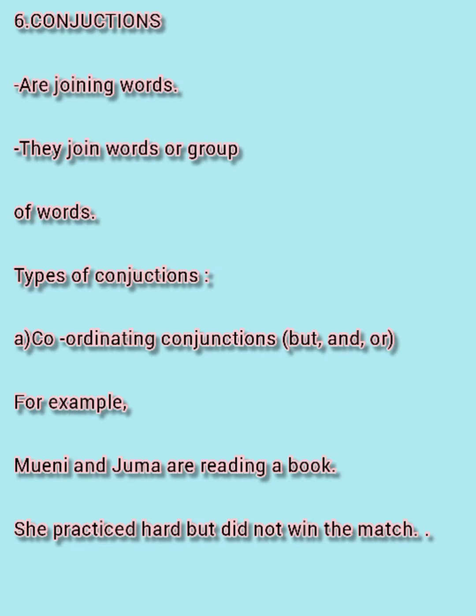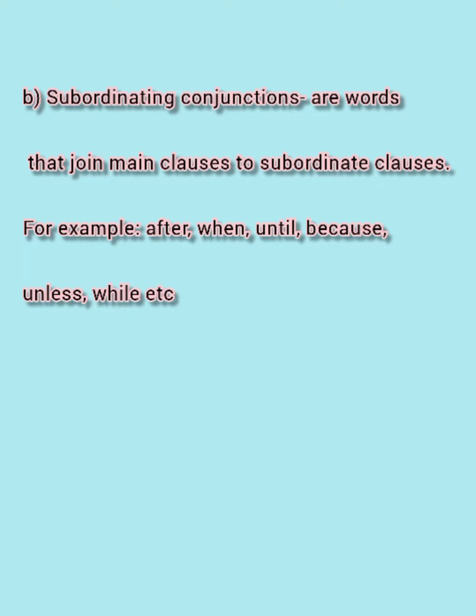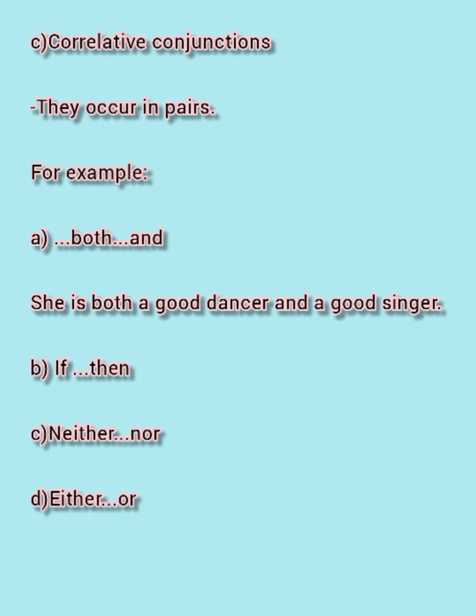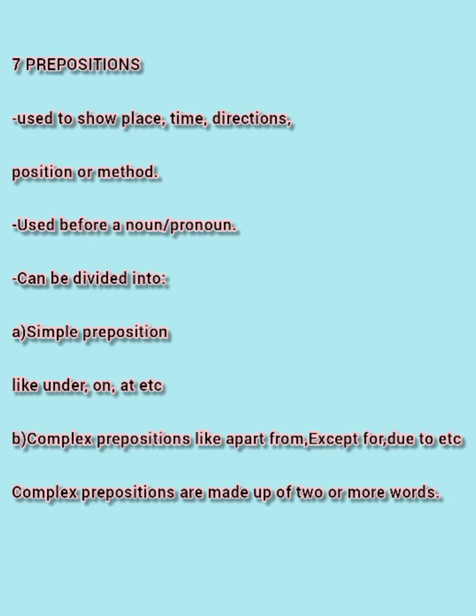Still pressing on, guys, we are on conjunctions, which are joining words. And we have coordinating conjunctions: and, but, or. And again, we have subordinating conjunctions, which join main clauses to subordinate clauses. And lastly, we have correlative conjunctions, which occur in pairs. Our part of speech number 7 are the prepositions that show us place, time, directions, position, or method.